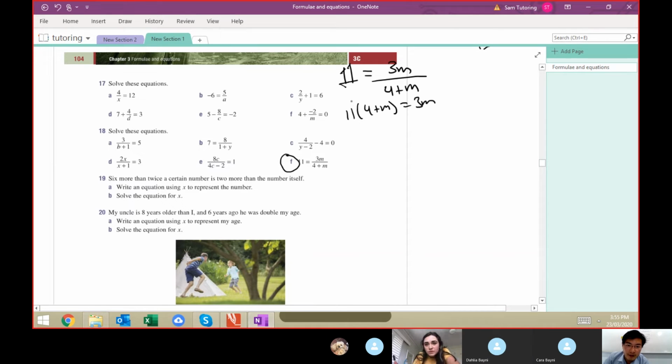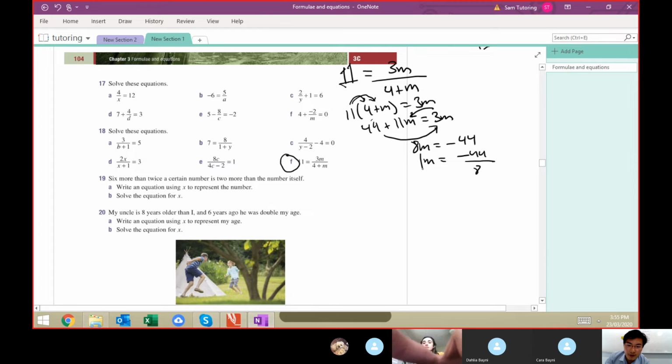And then you just do FOIL, expand inwards, you get 44 plus 11m. Oh no, not 44, sorry, my apologies. 11m is equal to 3m. And then from here, it's really up to you, but what I like to do is keep my polynomials positive. So I'll bring the 3m this way, and I'll take the 44 onto the other side. 11m minus 3m is 8m, and then you get negative 44, and then you just get m is equal to negative 44 on 8, and that's your final answer. You can simplify that, but I'm happy with this answer.